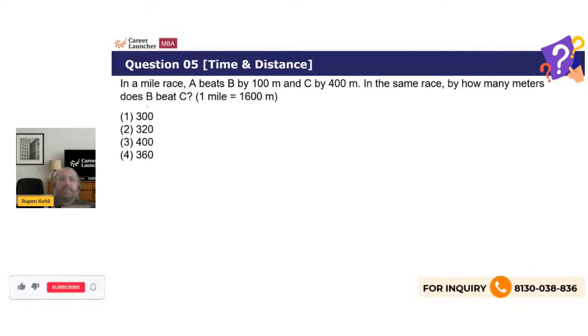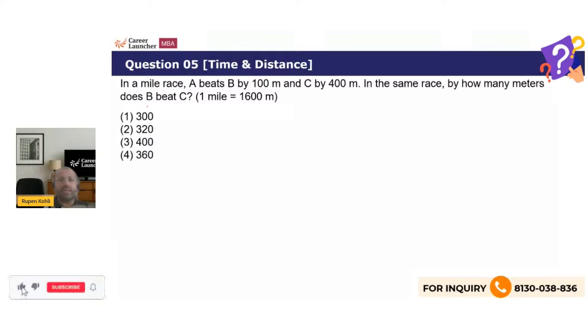Okay, next one, time and distance. So a race problem, I guess, in a mile race. Ratio concept is paramount in time and distance primarily, if you have done the different questions. And that is primarily what race problems are all about.